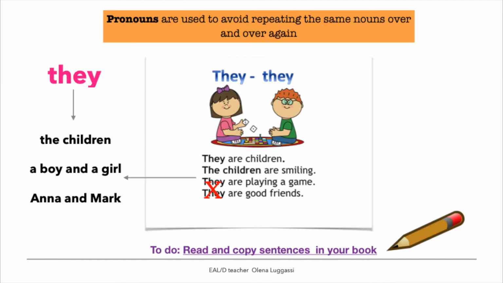Pronouns are used to avoid repeating the same nouns over and over again. We need to be careful not to use pronouns too often. So instead of saying they, we can use other words such as the children, a boy and a girl, Anna and Mark. So we do not want to repeat the same words all the time.